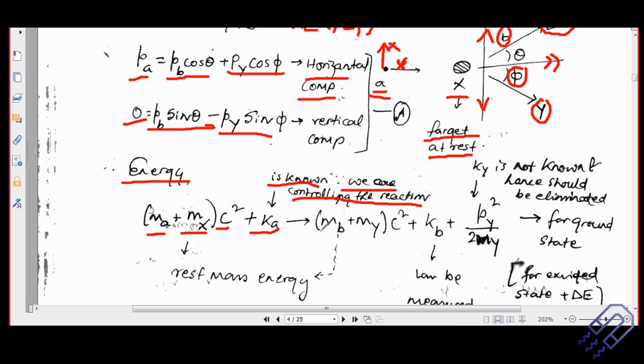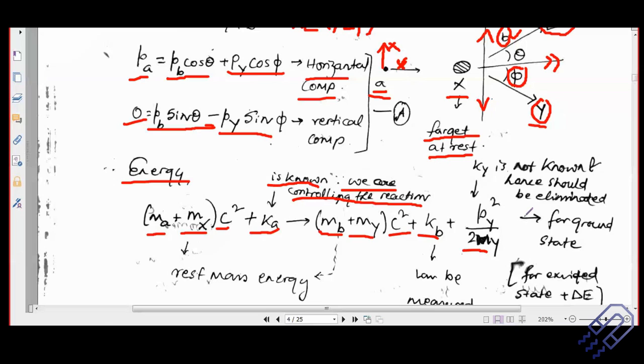After collision again, we do have the rest mass energy of B and Y, that is always there, okay? And then the kinetic energy of B. Now B is moving, so that will be the kinetic energy of B, and of course the kinetic energy of Y.